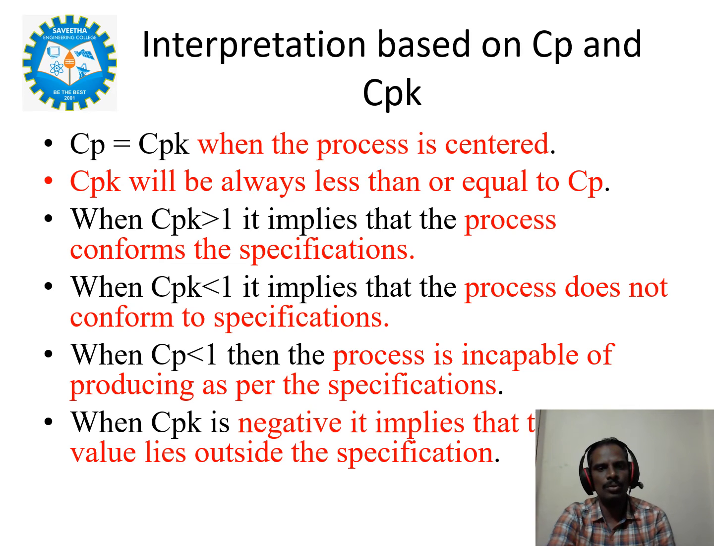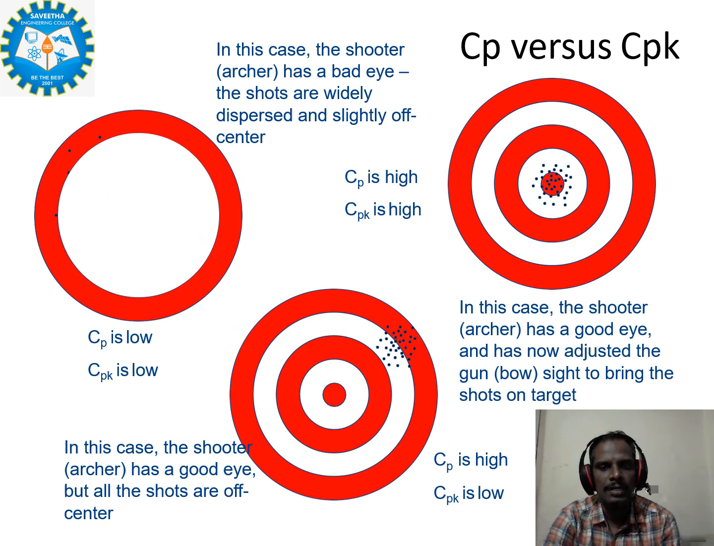So this is also the comparison: Cpk is equal to Cp when the process is centered, where Cpk will always be less than or equal to Cp. When Cpk is greater than 1, it implies the process conforms to the specifications. Cpk less than 1, the process does not meet the specifications. If Cpk is negative, it implies the values are outside the specification limit.